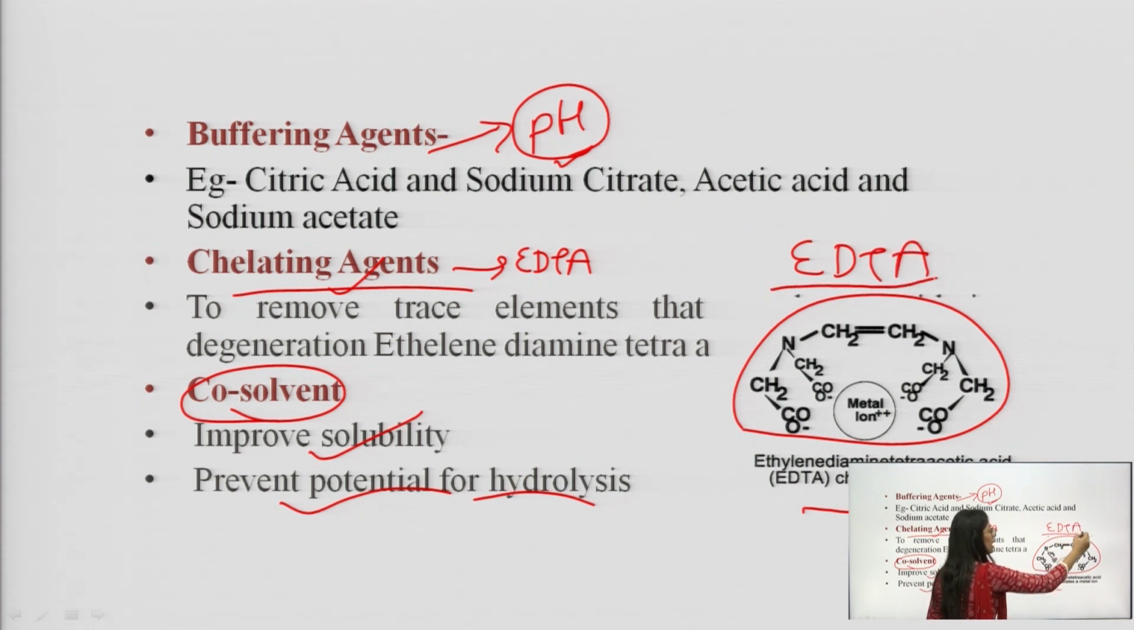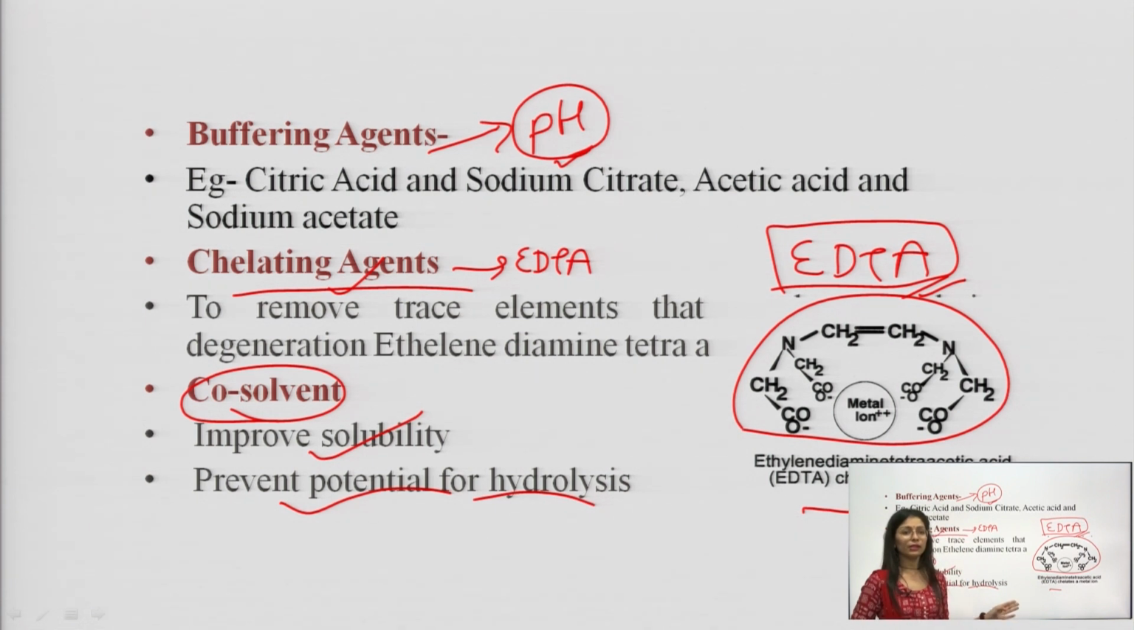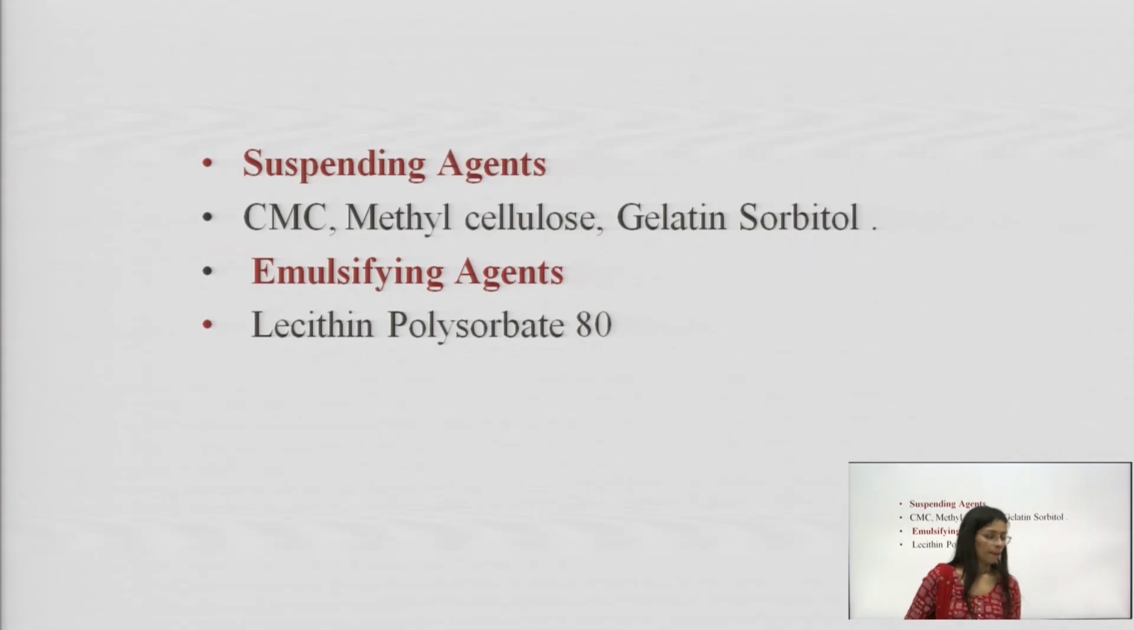EDTA. Ethylene diamine tetraacetic acid. This is a structure of EDTA, you can see over here. Okay, buffering agents, chelating agents and co-solvent. I hope you understand it. Let's move on. Suspending agents.